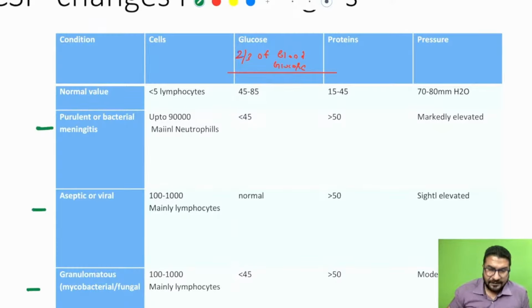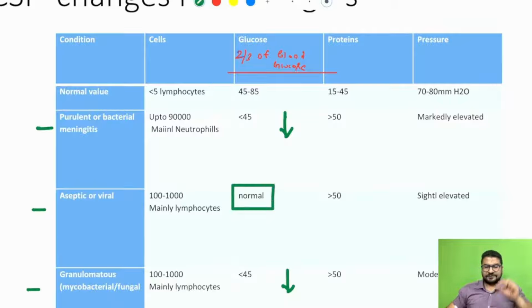सो बैक्टीरिया में क्या होगा? बैक्टीरिया लव ग्लूकोज, सो ग्लूकोज विल... इसको देखो रटना नहीं, समझो इसको. बैक्टीरिया लव ग्लूकोज, सो ग्लूकोज विल बी रिड्यूस्ड. टीबी इज ऑल्सो बैक्टीरिया. वायरस डोंट लव, तो वायरस में कैसा होगा? नॉर्मल. तो अगर क्वेश्चन में देखो ध्यान से, लिसन टू मी वेरी केयरफुली. इफ इन द एमसीक्यू ग्लूकोज इज गिवन नॉर्मल, तो वो वायरल है, सिंपल.